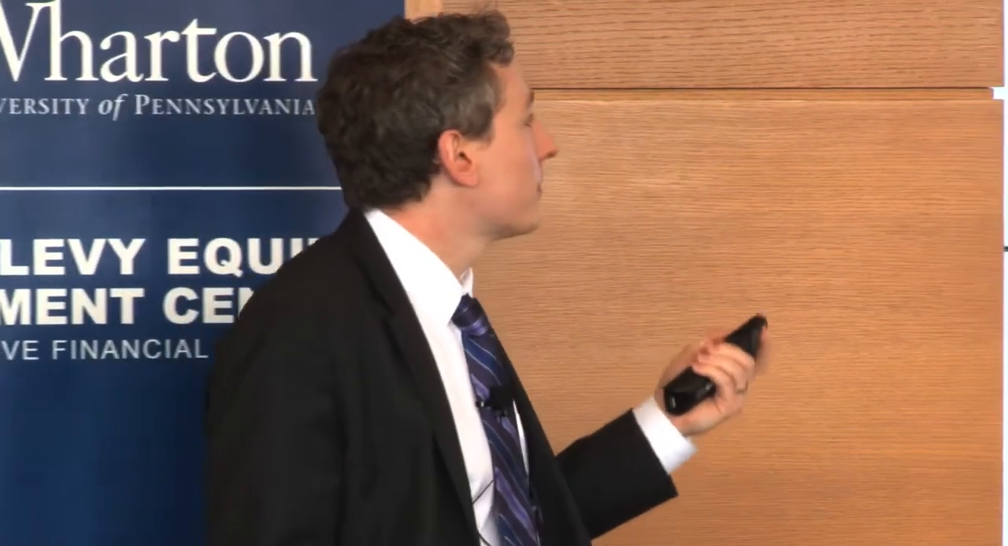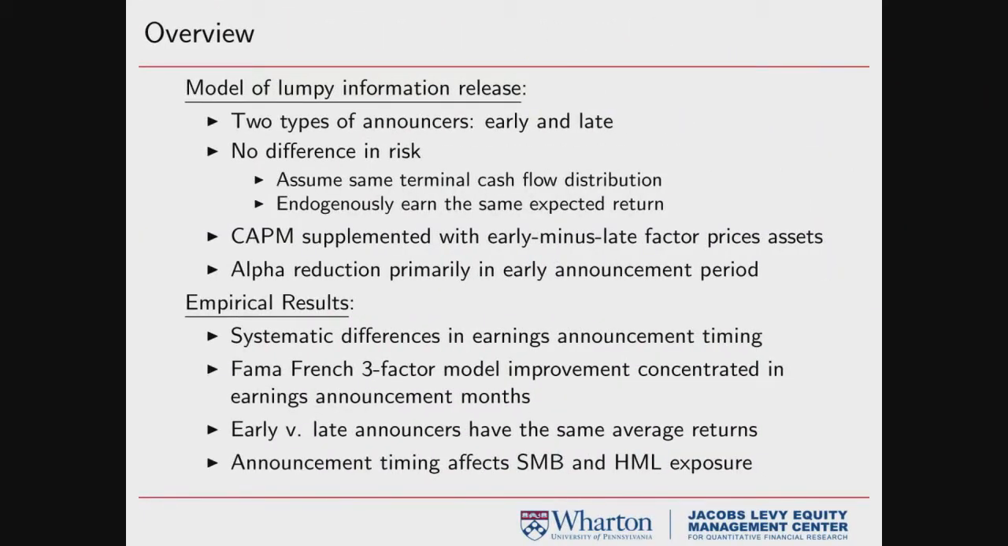After we go through the model, we'll go and look at the data and see if we see evidence of this. The first thing we're going to see is that there are systematic differences in when firms announce. We find small firms announce near the end of the quarter, and big firms announce near the beginning of the quarter.